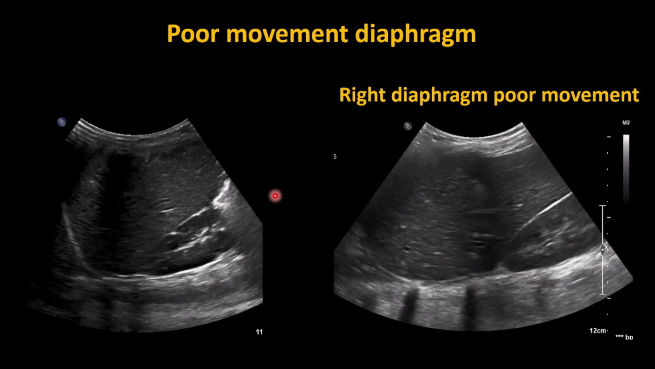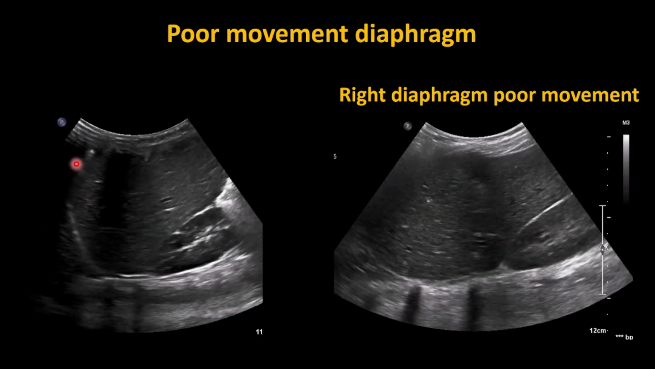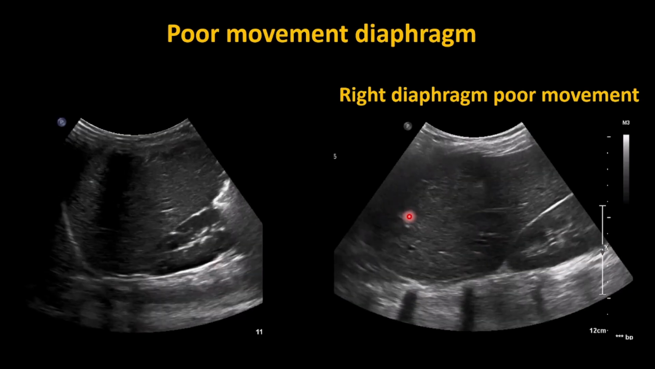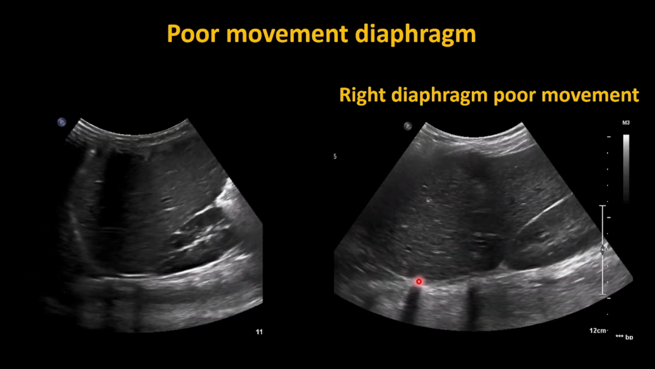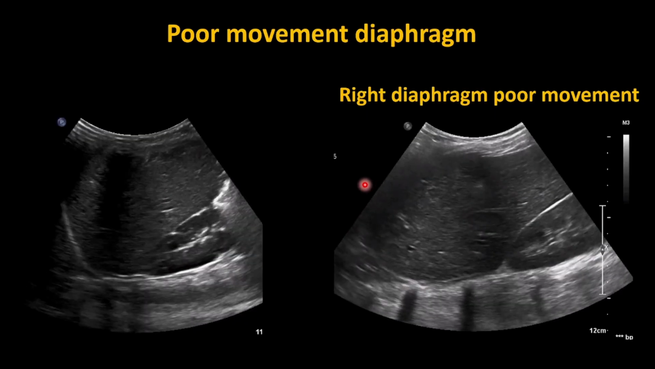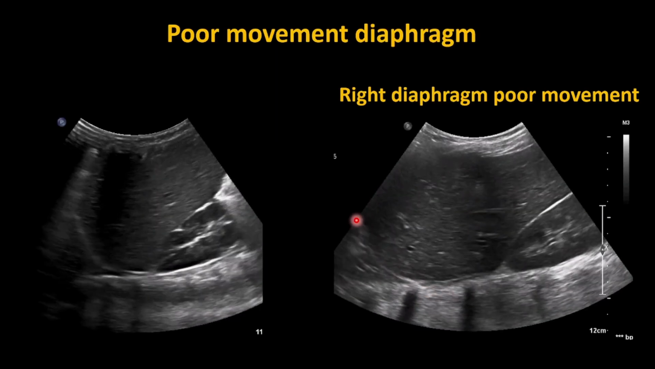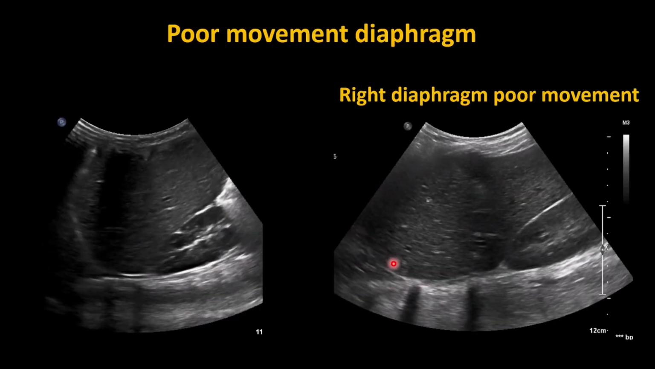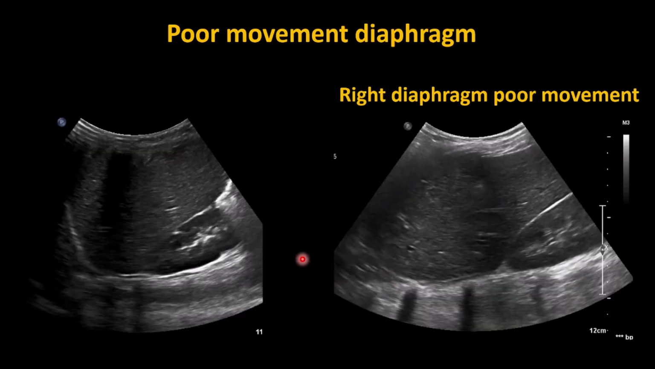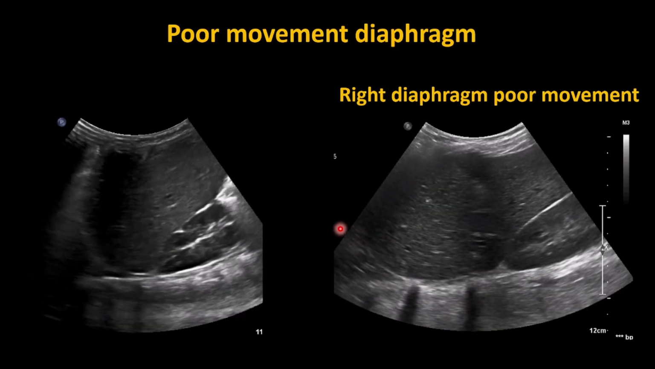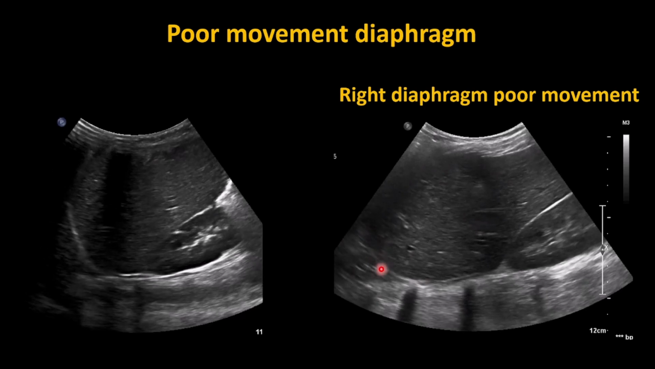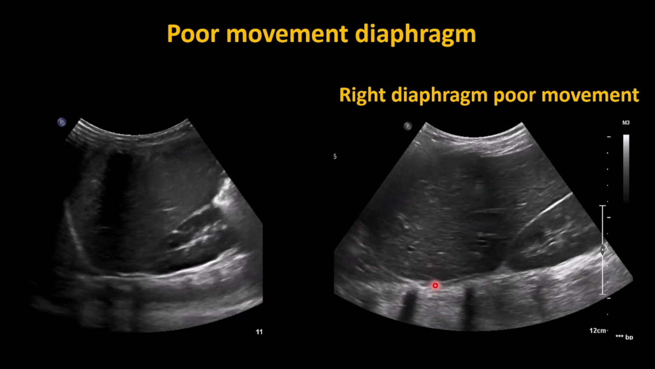This is another example of poor diaphragm movement. This is a normal diaphragm movement, but here you could see the diaphragm movement is not very great. One has to remember, the diaphragm movement is not great not only because of paralysis. Sometimes consolidation or pathological changes of the right lung can affect the diaphragm movement as well. For this patient, the patient has pneumonia over the right side of the lung that is causing the reduced movement of the right diaphragm.